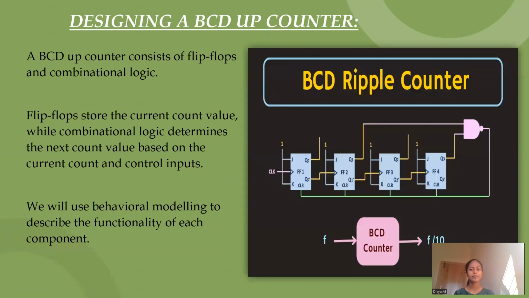Designing a BCD upcounter. A BCD upcounter consists of flip-flops and combinational logic. Flip-flops store the current count value, while combinational logic determines the next count value based on the current count and control inputs. We will use behavioral modeling to describe the functionality of each component. Here is a BCD ripple counter. Here we used JK flip-flops.